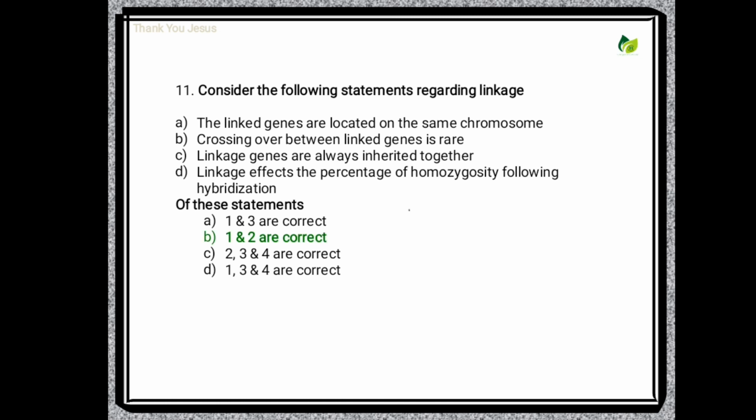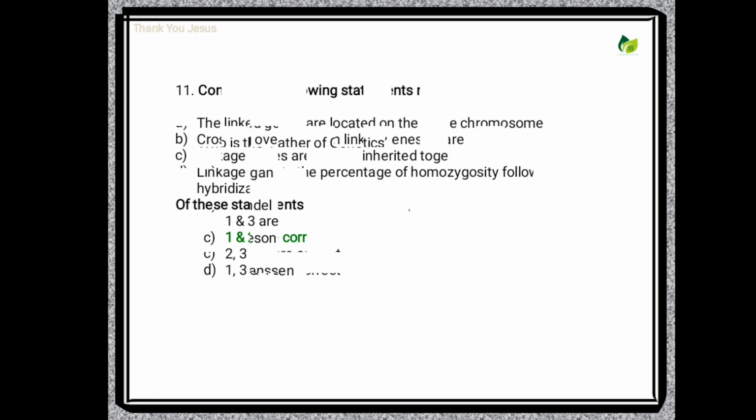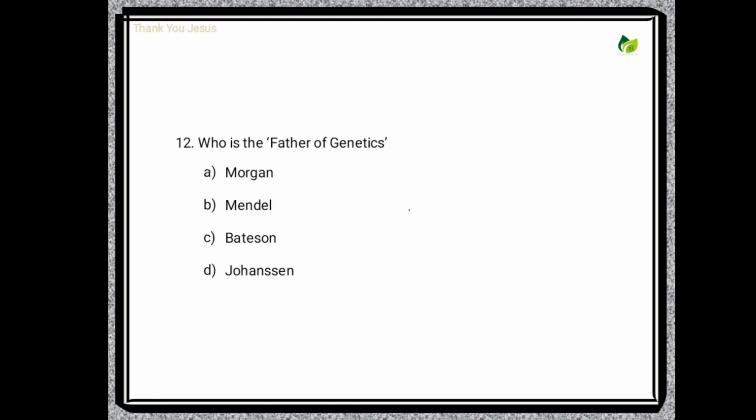For this question, 1 and 2 statements are correct. The linked genes are located on the same chromosome. Crossing over between the linked genes is rare because the linked genes do not tend to separate during gamete formation. That's why the first two statements are correct regarding the linkage. Let's see the next question.